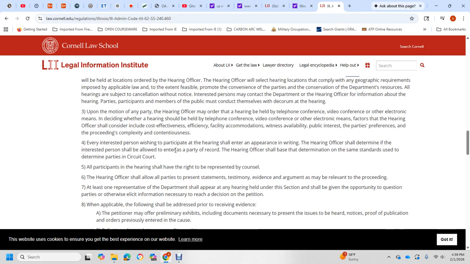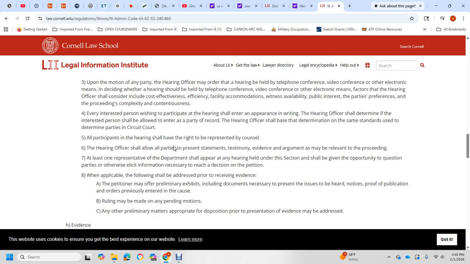Every interested party wishing to participate in the hearing shall enter an appearance in writing. The hearing officer shall determine the interest of the party and allow the entry of the party of record. The hearing officer will make the determination under the same standard as in the circuit court. All participants in the hearing shall have the right to be represented by counsel.